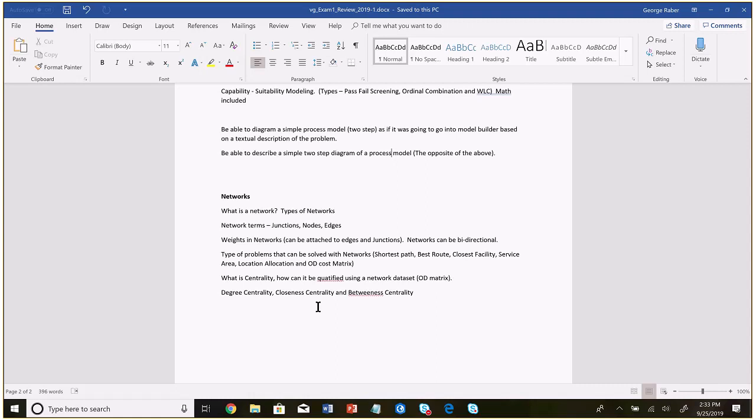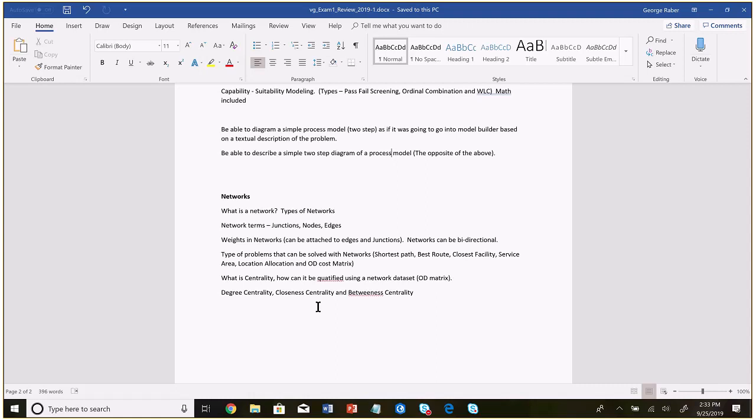So weights in a network can actually be attached to edges and junctions and nodes. It can be attached to anything. And networks can be bidirectional. And that's the same as cost, right? Weights. Yes. So weights are the attributes that represent cost. I did use that term interchangeably. But yes, they're the same in this case.